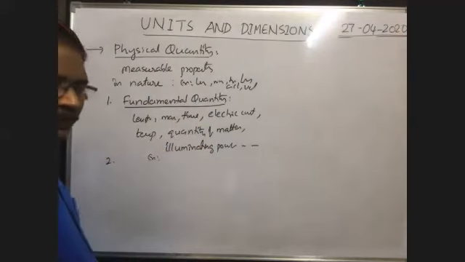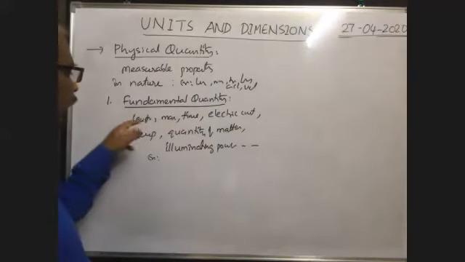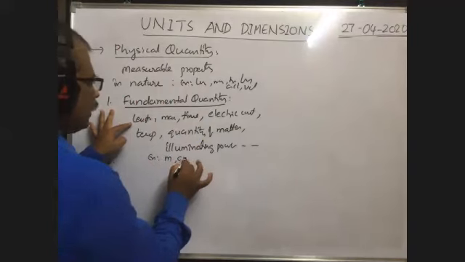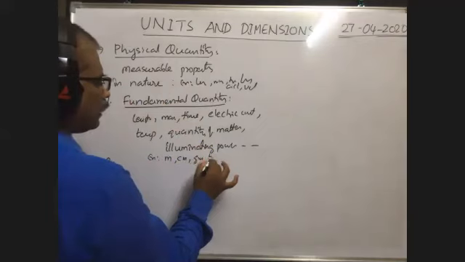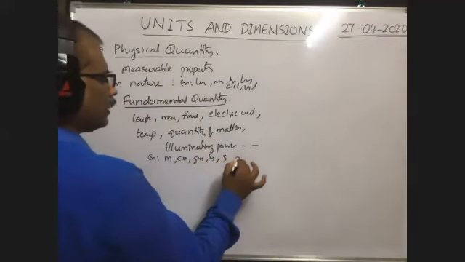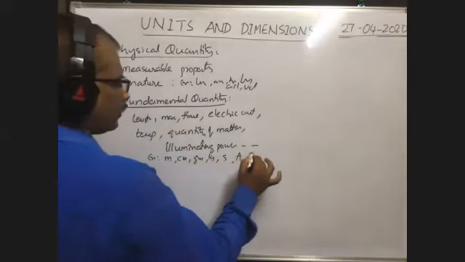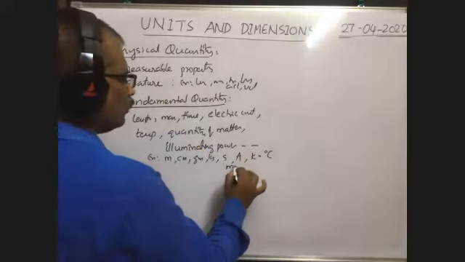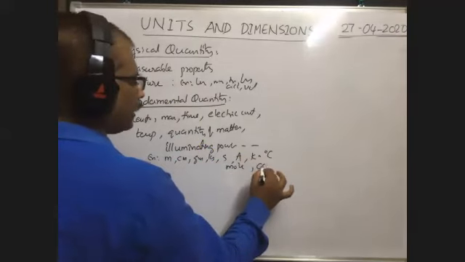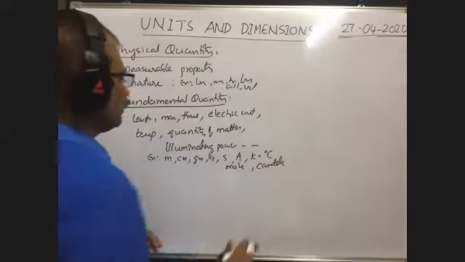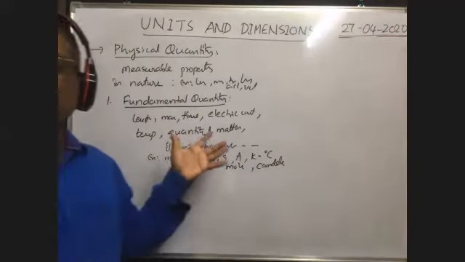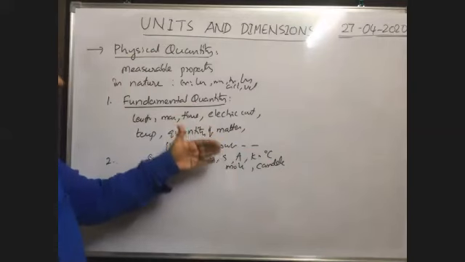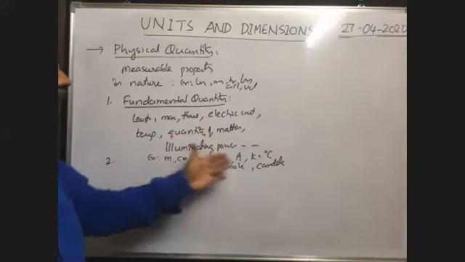For example, the fundamental quantities are length, whose unit is meter or centimeter; mass, gram or kilogram; time, second; electric current, ampere; temperature, Kelvin or centigrade scale; quantity of matter, mole; and illuminating power, candela. All these are the fundamental units because these are the units of the fundamental quantities. That's why they are called fundamental units.